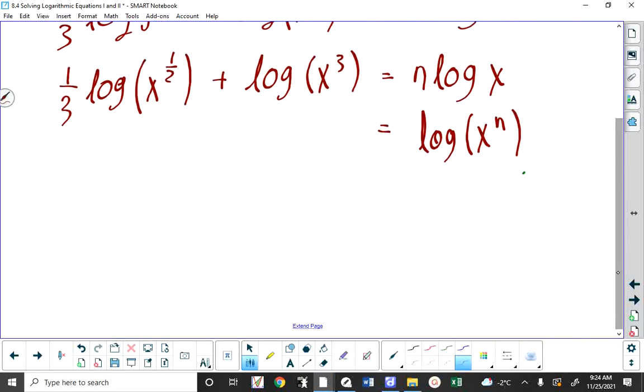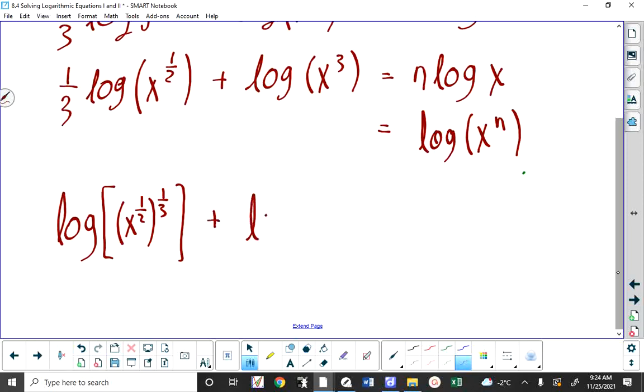move this coefficient of a third up top as an exponent due to the power rule, and we're going to have log of, this gets a little bit clunky, x to the half to the third as an entire quantity. And I have no problem with you just writing x to the sixth at that point. I think you're pretty much seeing where this is going. This is plus log of x cubed. This is equal to log of x to the n.